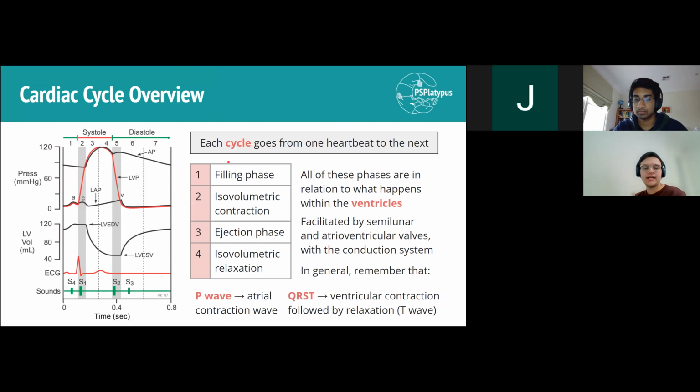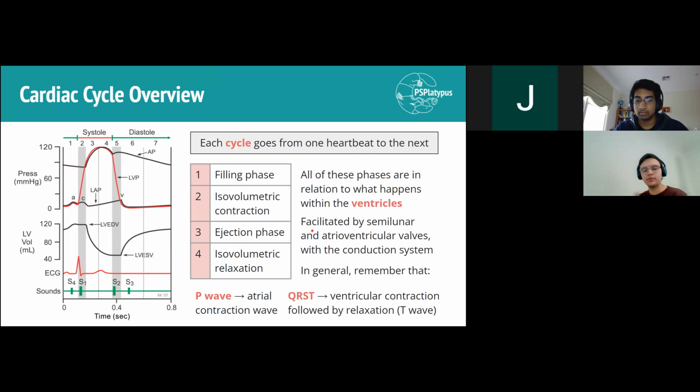So what is the cardiac cycle, as a bit of an overview? It's every cycle we define as going from one heartbeat to the next. So as a time frame, that's what it is. And it's composed of 4 main phases. You've got the filling phase, and all of these are named in relation to what's happening in the ventricles. So the ventricles fill, then the ventricles contract, then the ventricles eject all their blood, and then the ventricles relax. So it's relatively straightforward and logical in that sense.